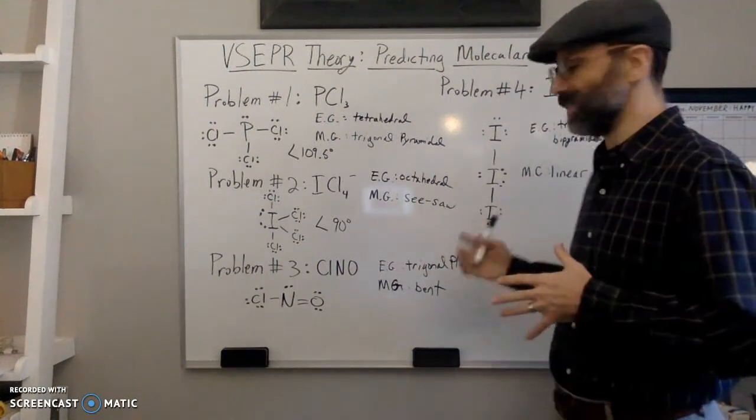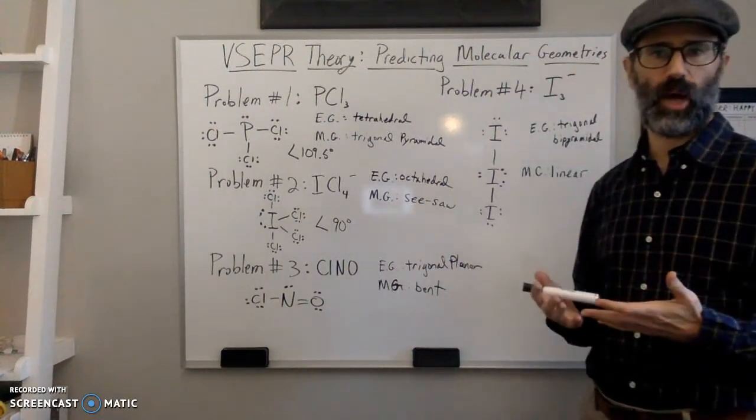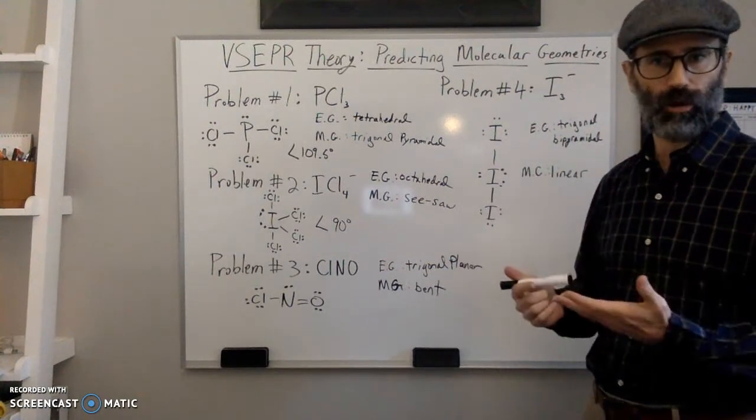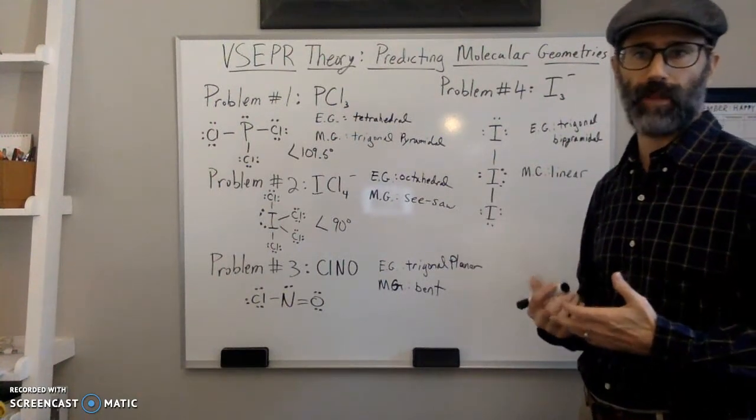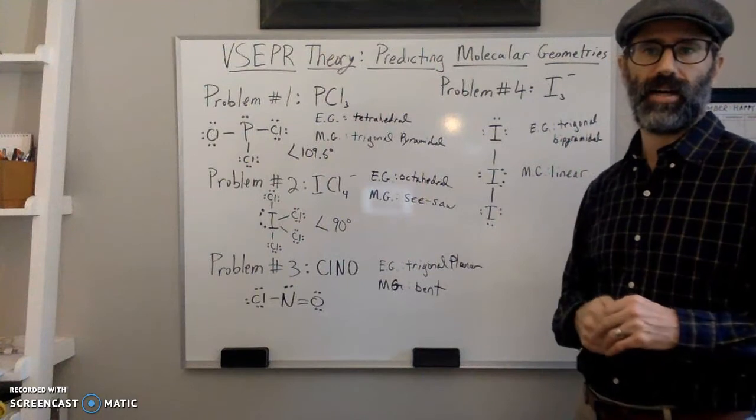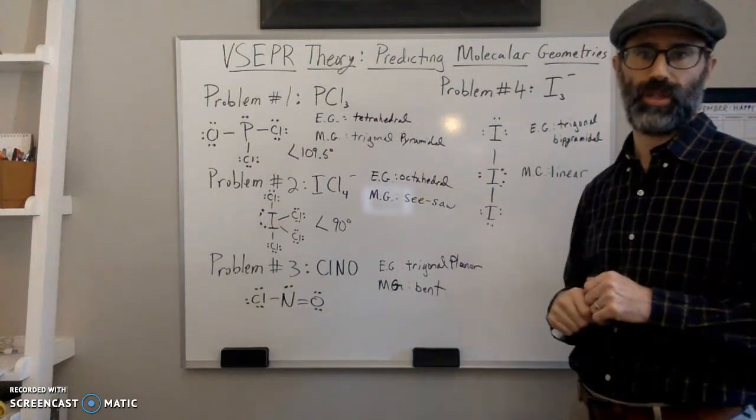Okay, so that's it for these examples. I hope this helps you figure out how to predict the molecular geometries and the electron geometries and how to know the difference between them.